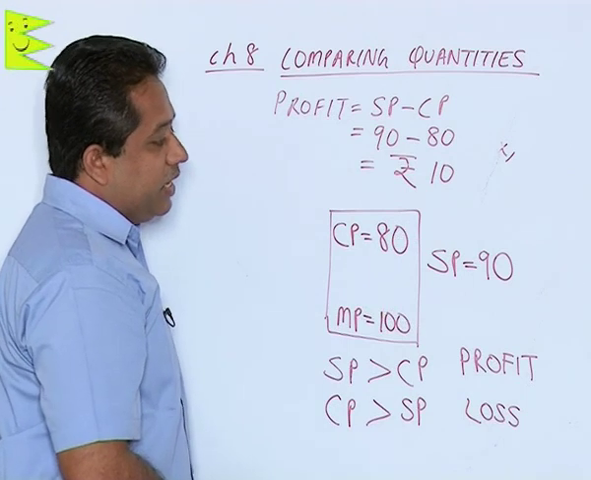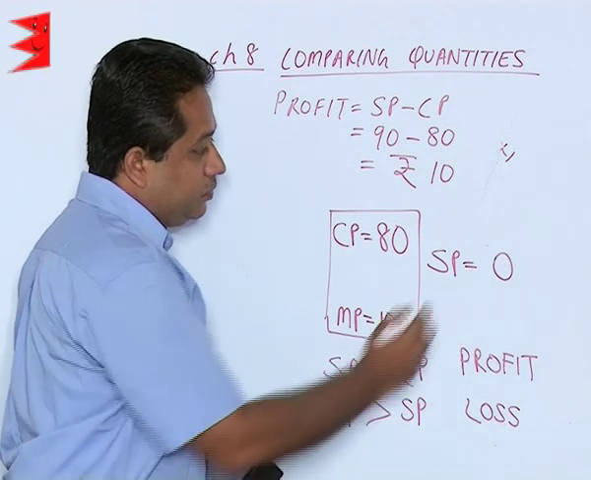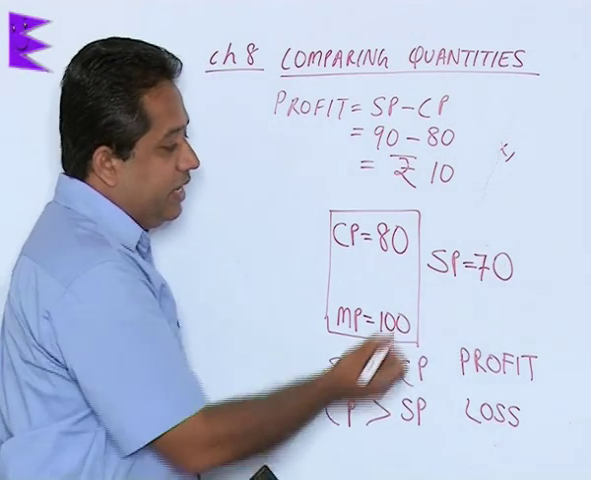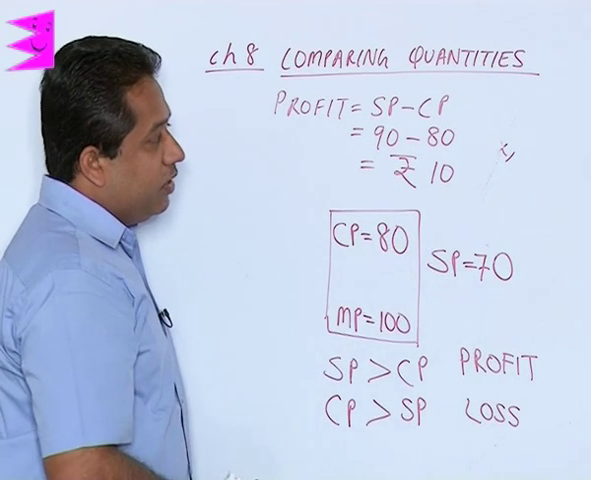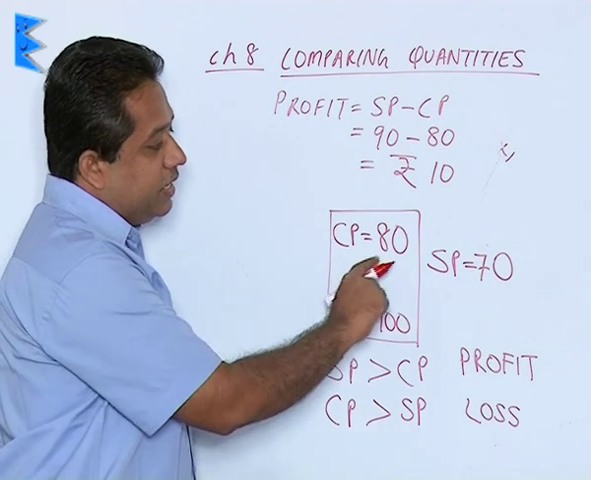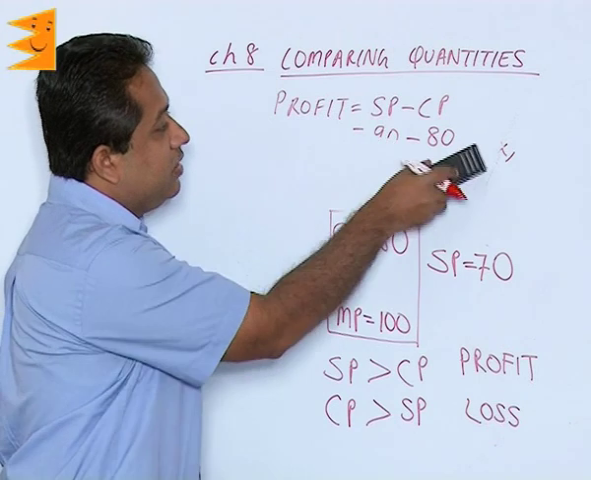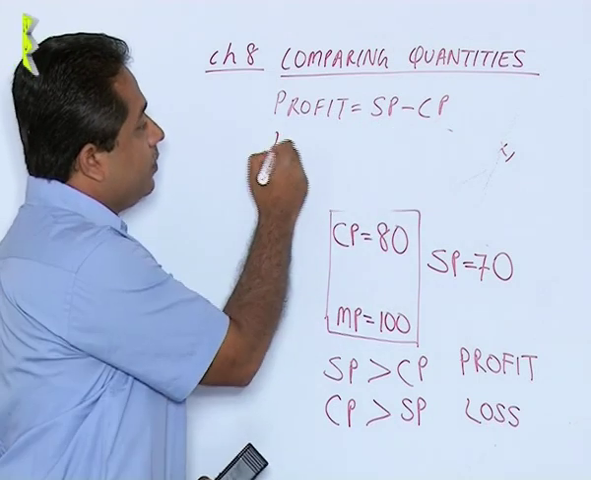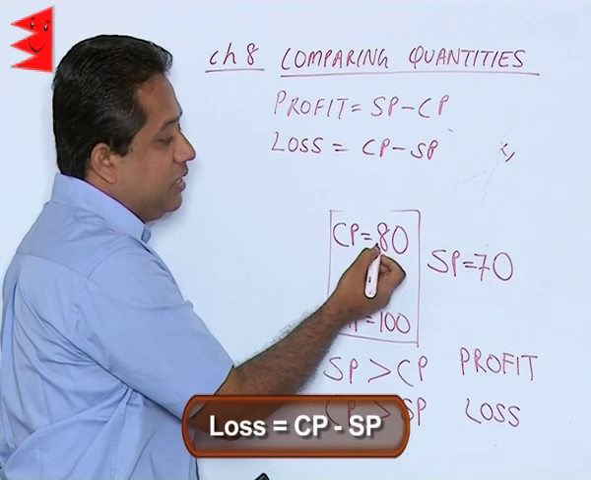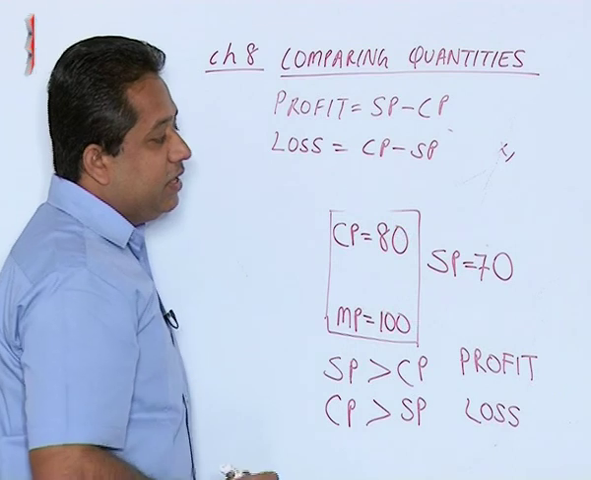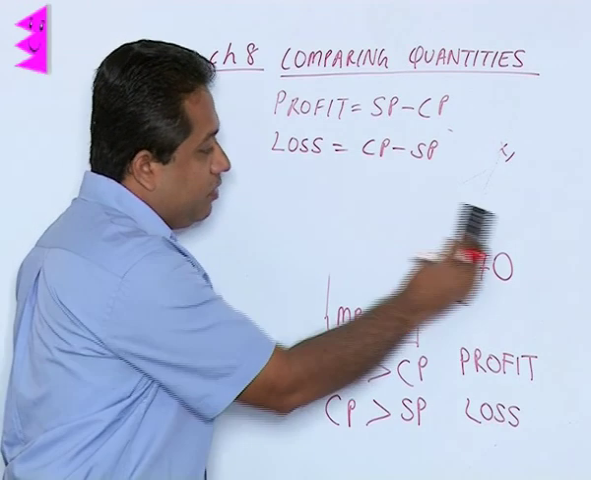Now let us assume that the cost price is 80 and the selling price is now 70. So in this question we find that the cost price has become more. If the cost price is more, then we cannot say that he is having profit, he will have loss. So in that case, the formula of the loss will become CP minus SP. So CP minus SP means it is going to be 80 minus 70, that will be 10 rupees loss. So profit and loss can be easily found out.